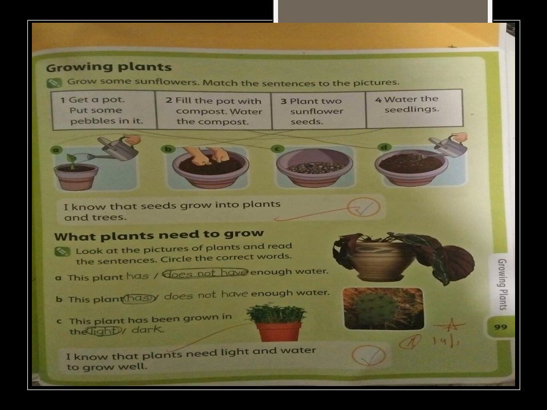Class, if you have remembered that we have discussed how we grow sunflowers from seeds. Do you remember how we grew sunflowers from seeds? What is the first thing we do when we plant seeds? Yes, we have to put pebbles in the bottom of the pot. So do we put the compost first or pebbles first? No, we have to put pebbles first, and on pebbles we put the compost.